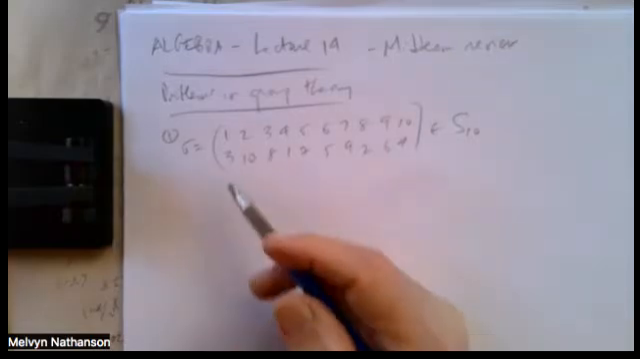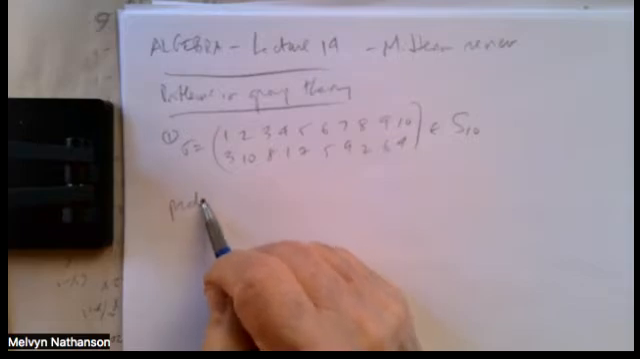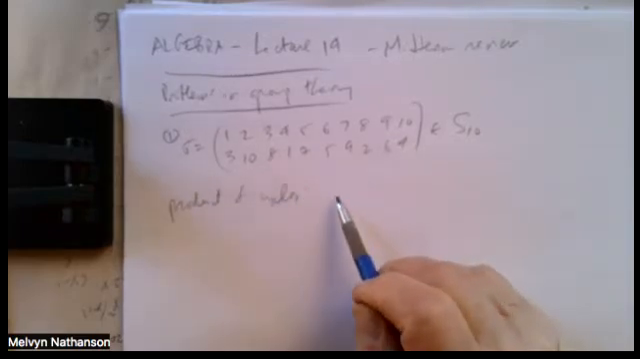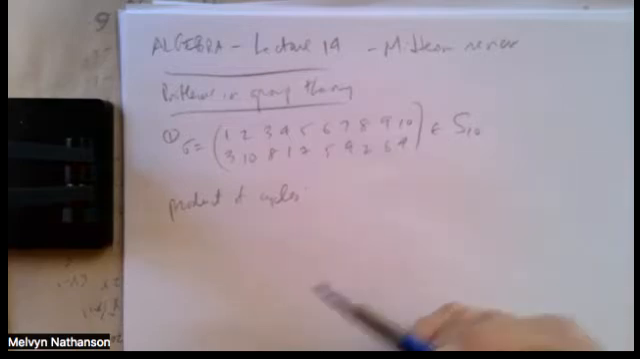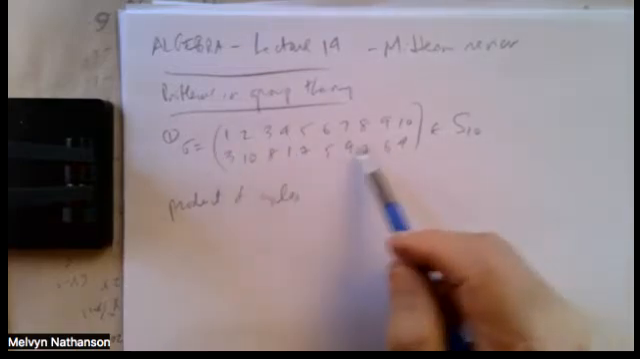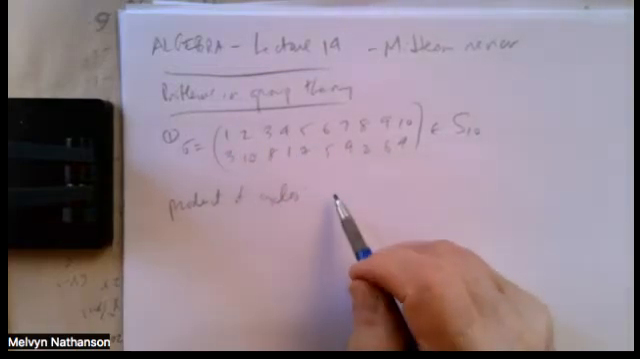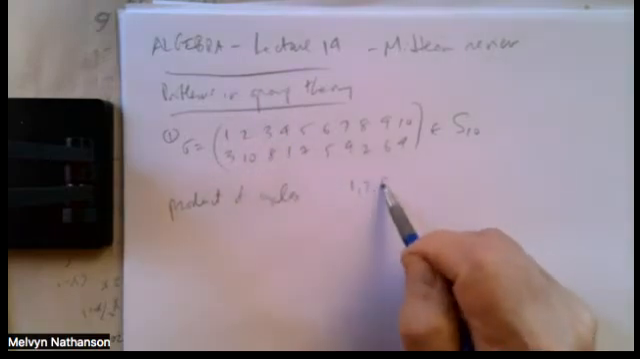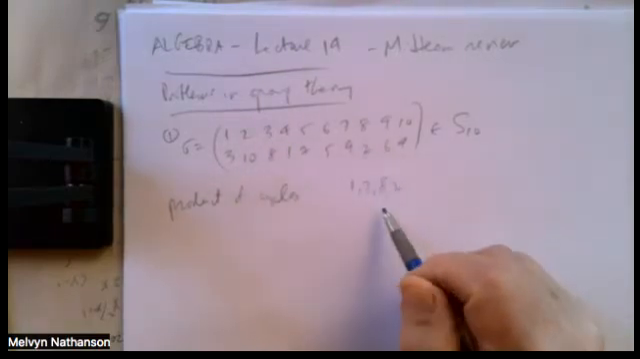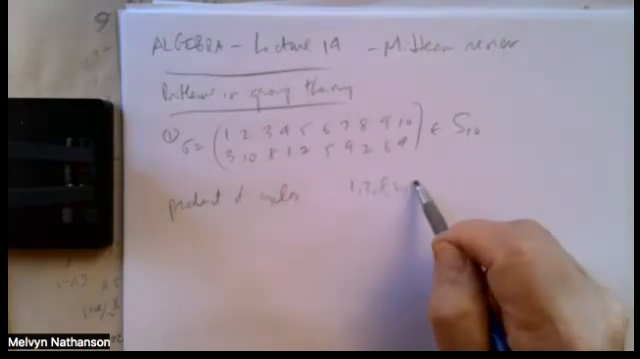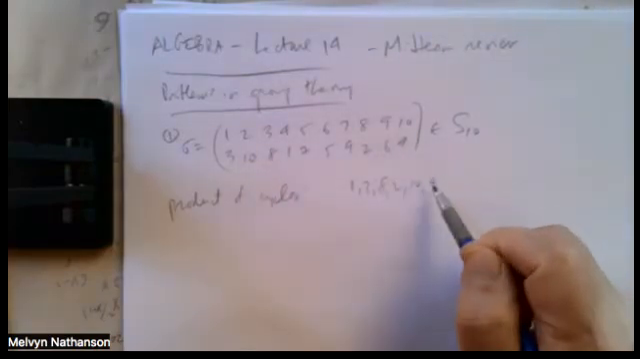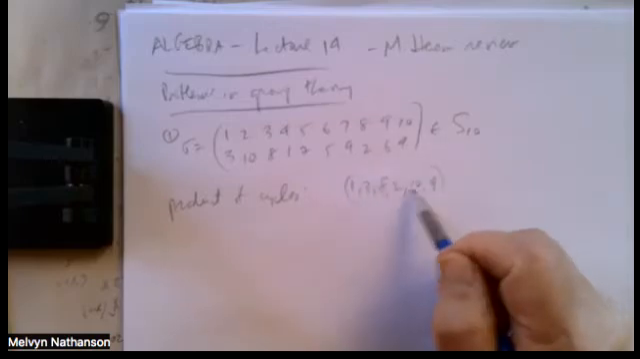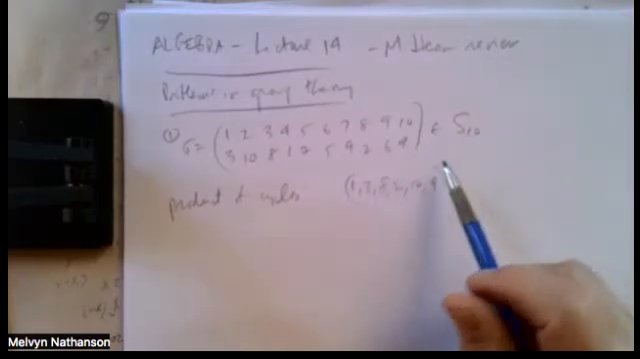And if I want to write this as a product of cycles, I can start anywhere. I'll start with 1. If I follow through the trajectory, 1 goes to 3. 3 goes to 8. 8 goes to 2. 2 goes to 10. 10 goes to 4. 4 goes back to 1. So this is a cycle that's part of this permutation.